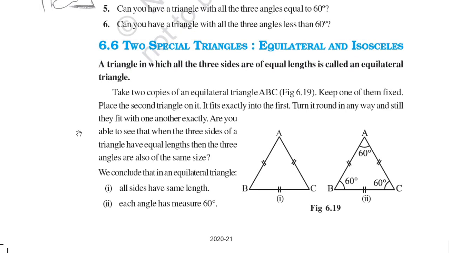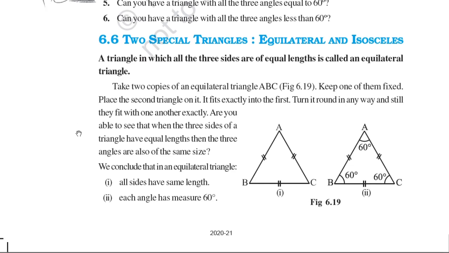Keep one of them fixed. Place the second triangle on it. It fits exactly into the first. Turn it around in any way and still they will fit with one another exactly. Since each angle is 60 degrees, it will fit any way you put it above.